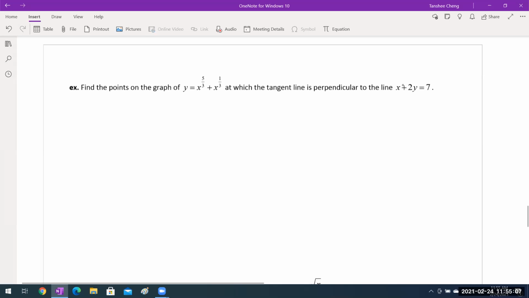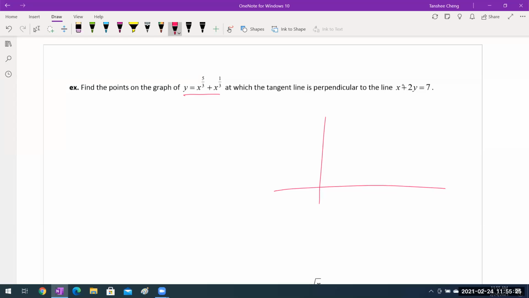So let me show you a diagram so that you can see what's going on. Let's say this curve right here is my curve, the equation of the curve. What we are looking for are the points, it could be one or it could be more, on this curve at which the tangent line is perpendicular to this line.